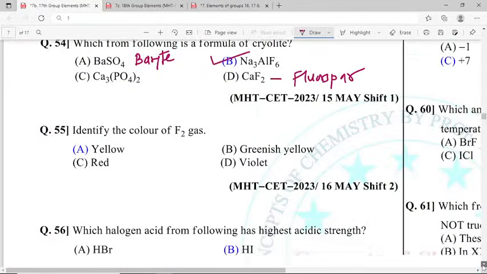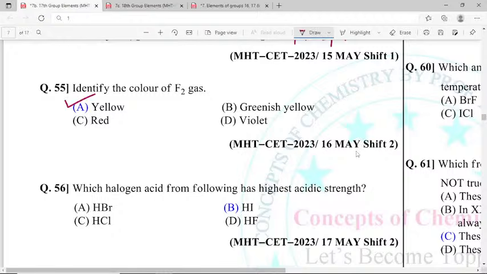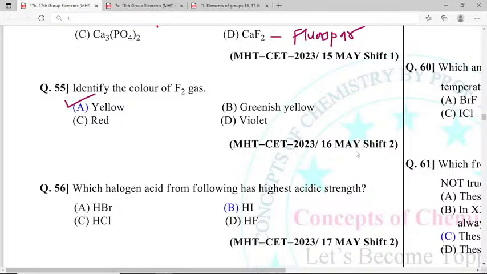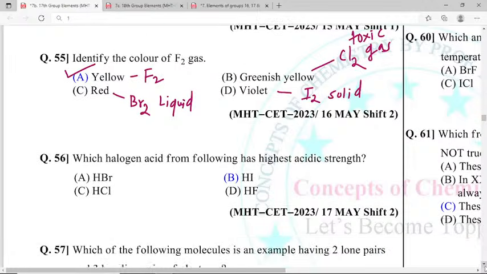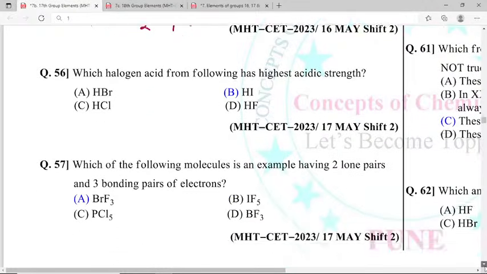Identify the color of F2 gas. Color of F2 gas is yellow. Violet is iodine. Iodine is solid. F2 is gas, fluorine gas. Red is bromine, liquid. Bromine is liquid. And greenish yellow or bluish, take bluish chlorine. Chlorine gas. And this is a toxic gas actually. Chlorine is a toxic gas. They ask colors, so note them down, they are important.